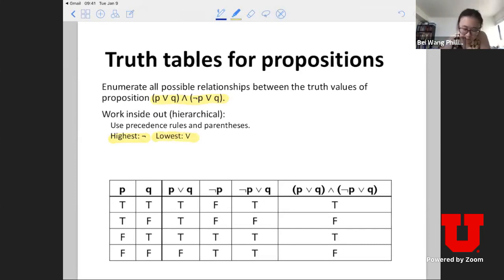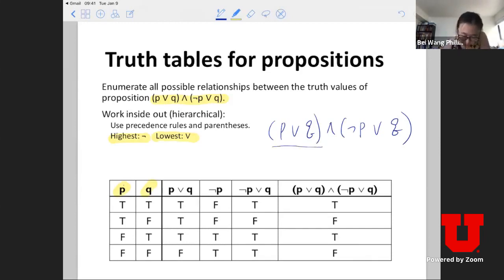So if I want to break the proposition here into different chunks, what I can do is, well, obviously I have my variable P in this proposition. So let's write it one more time: P or Q and negation of P or Q. Because it involves two variables, the first two columns are variable P and variable Q respectively. But then notice there's a first piece right here, which is P or Q.